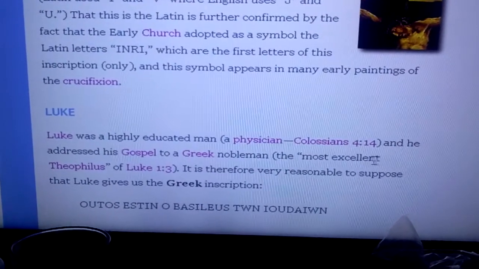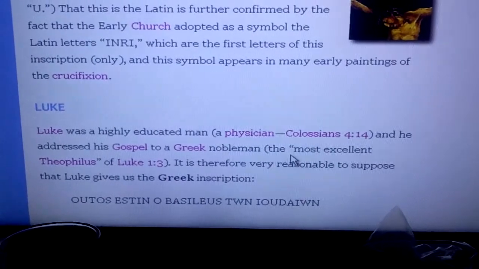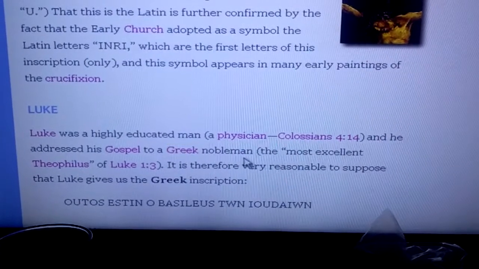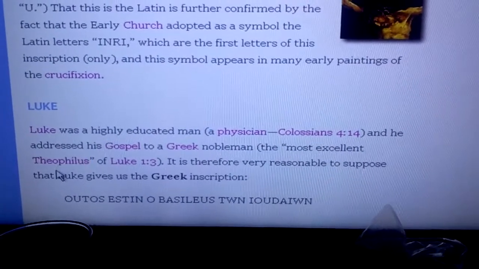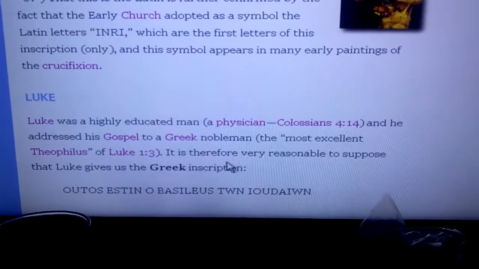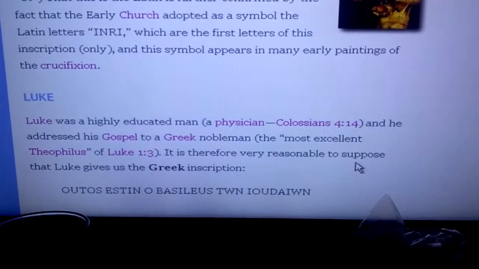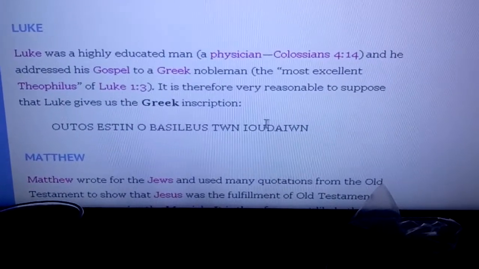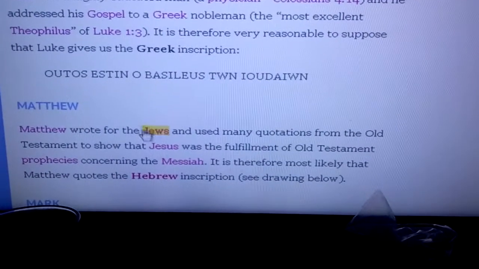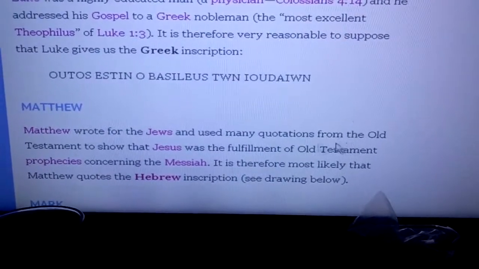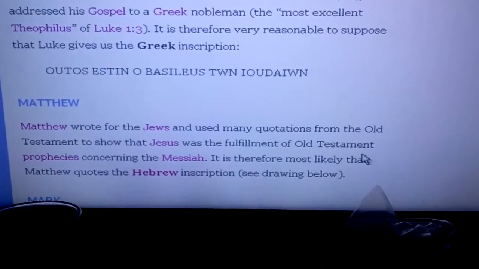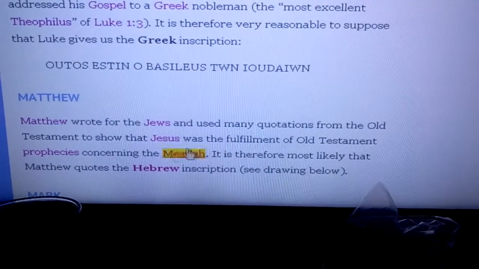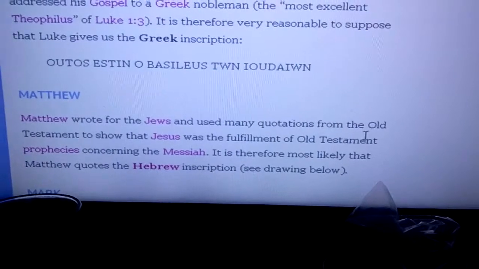Luke was a highly educated man, a physician. You can find that in Colossians 4:14, and he addressed the Gospel to a Greek nobleman, the most excellent Theophilus of Luke 1:3. It is therefore very reasonable to suppose that Luke gives us the Greek inscription, shown here. Matthew wrote for the Jews, and many quotations from the Old Testament show that Jesus was the fulfillment of the Old Testament prophecies concerning the Messiah. It is therefore most likely that Matthew quotes the Hebrew inscription, as seen below.